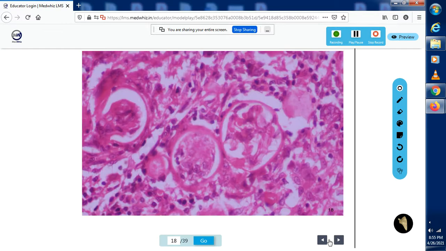Okay, so this is the high power view. You can see this is the sporangium, and you can see the wall, which is a thick wall, and within the sporangium there are spores, and in the surrounding area, these blue structures are nothing but the inflammatory cells.